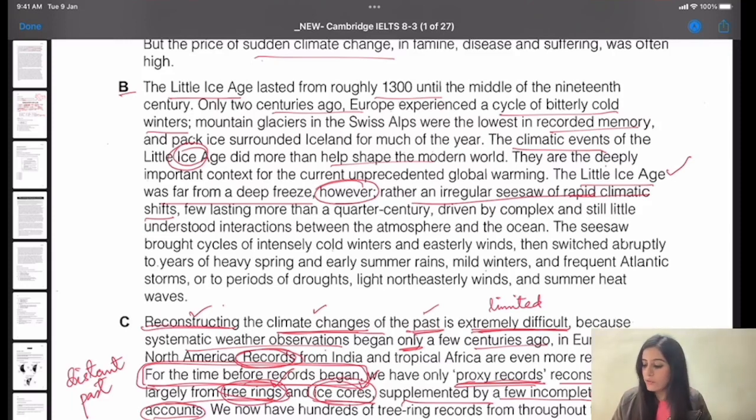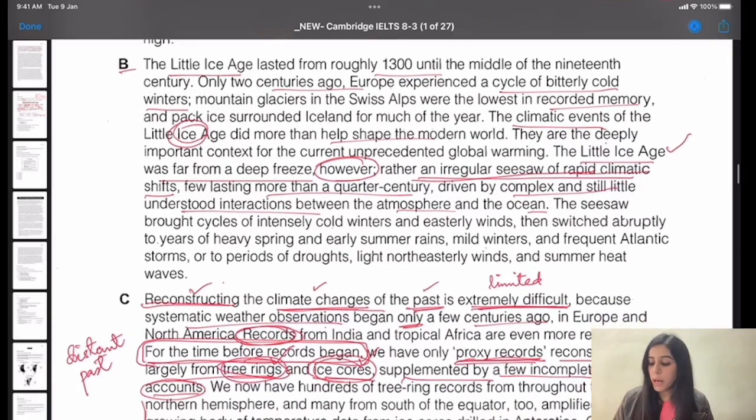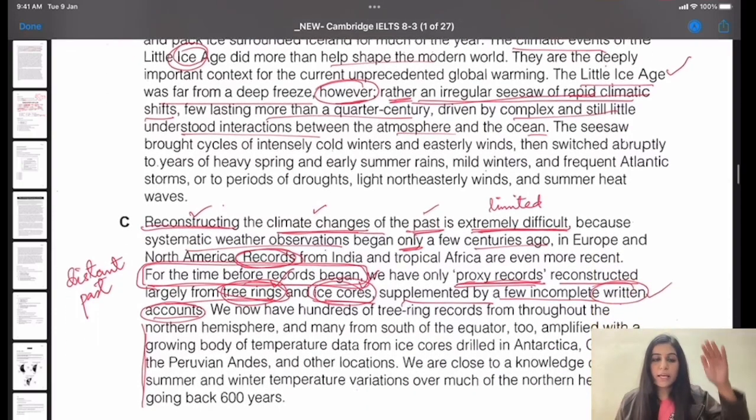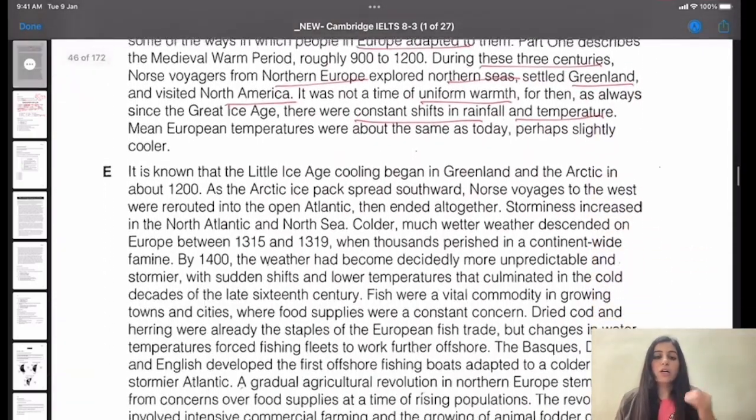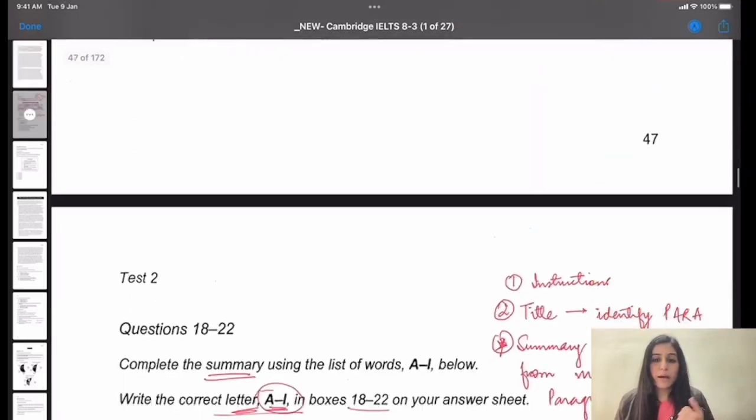So we might assume that the entire ice age was about frozen land or freezing cold weather, but that's not the case. It says, however, rather an irregular seesaw of rapid climatic shifts, few lasting more than a quarter century, driven by complex and still little understood interactions between the atmosphere and the ocean. So this should ring a bell, because they're talking about however and rather, and here they are basically saying it was presumed that it would be about deep freeze, but that's not the case. There were ups and downs, there were changes in the climate, and there were climatic shifts.